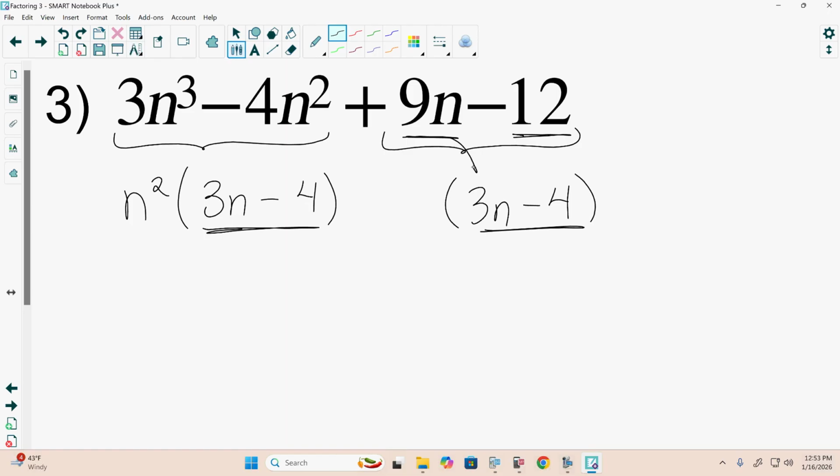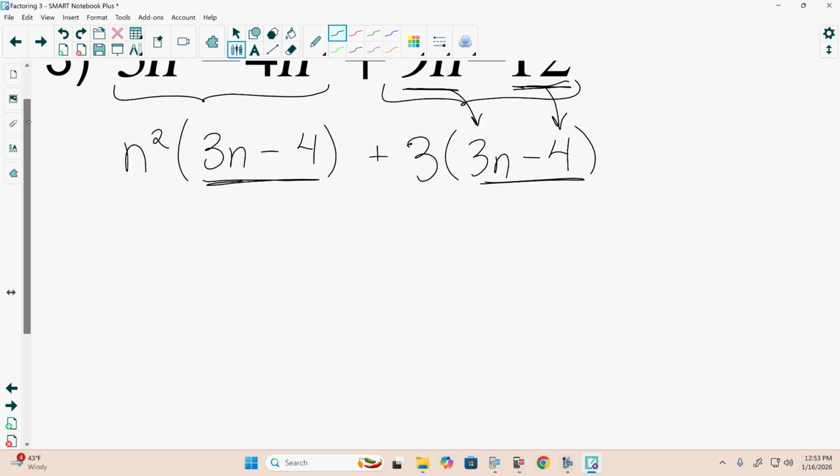So we can do it this way. What do we need to divide 9 by to get 3? 3, yes? And what do we need to divide 12 by to get 4? 3, yes? So that's a way to look at it. We could also just have looked at 9n minus 12 and seen what was in common with 9 and 12. 3, we factor it out and get 3 times 3n minus 4. Questions on this here?